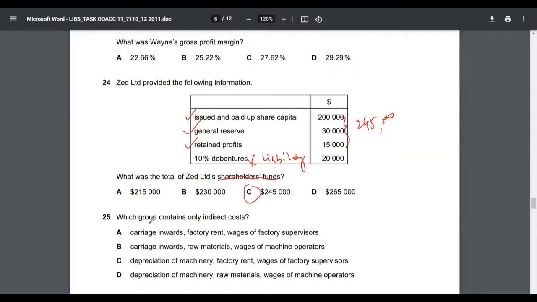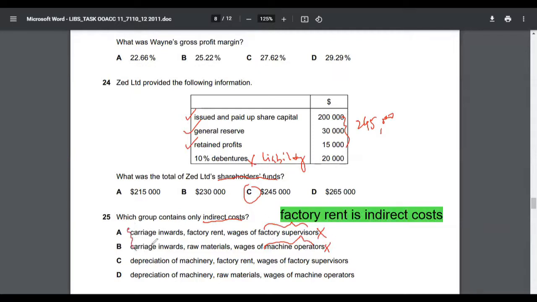Multiple choice 25. Which group contains only indirect costs? So we are only concerned with indirect costs. Option A, carriage inwards, factory rent, wages of factory supervisors. No, this is incorrect because carriage inwards is not an indirect cost. Option B, carriage inwards, raw materials, wages of machine operators. Again, these are not indirect costs, so option A and option B could be immediately eliminated.